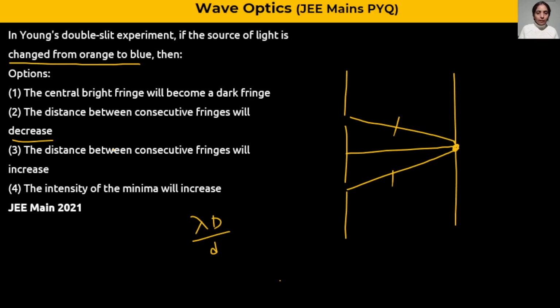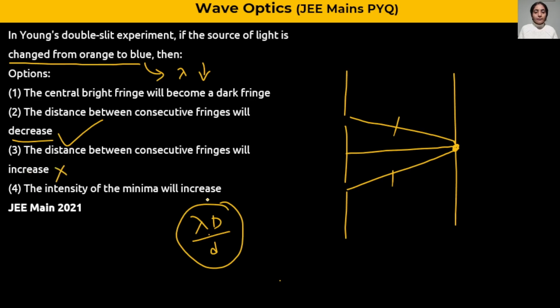Now the wavelength is changing from orange to blue. So what are we doing to the wavelength? The wavelength is decreasing. If the wavelength is decreasing, this will decrease, meaning the separation between fringes is decreasing. The distance between consecutive fringes will decrease. Yes. Distance between consecutive fringes will increase.